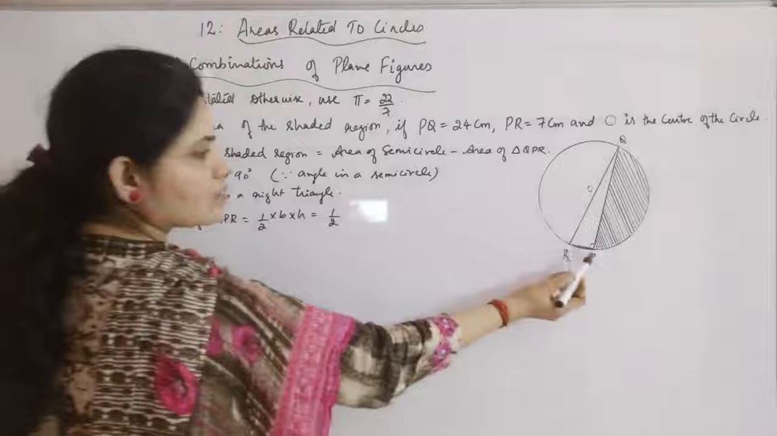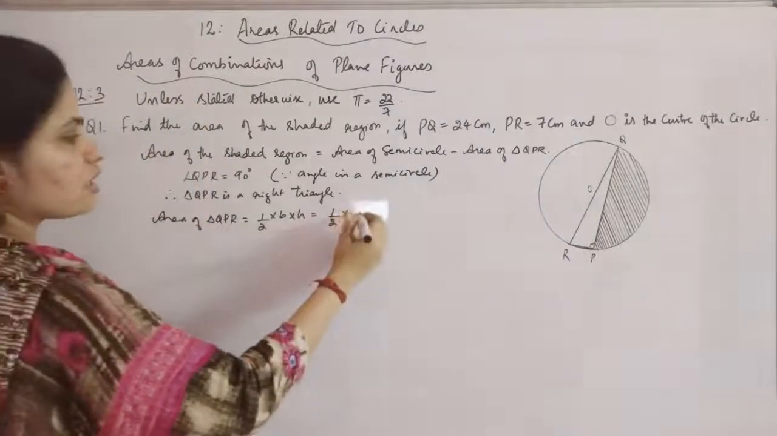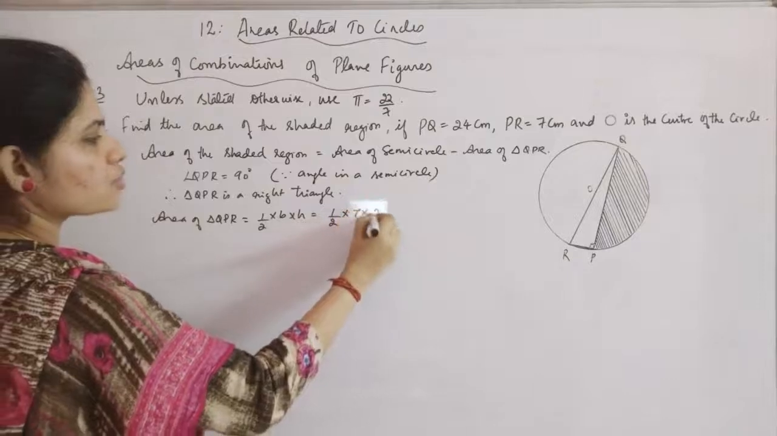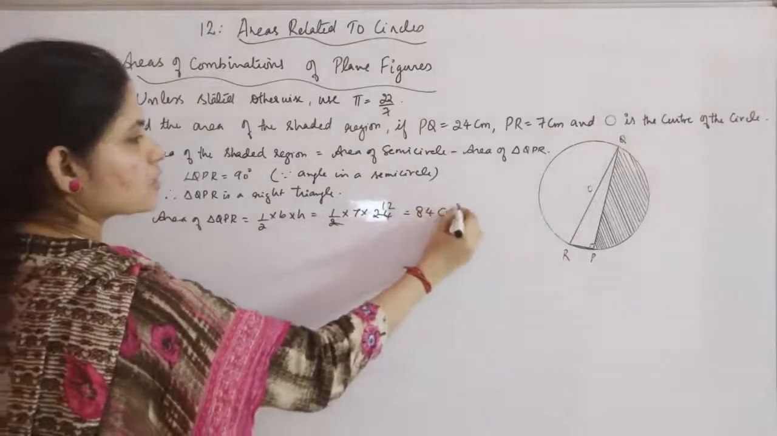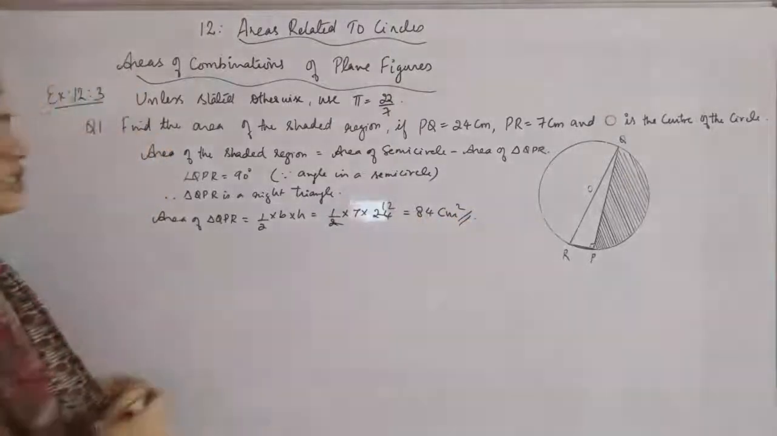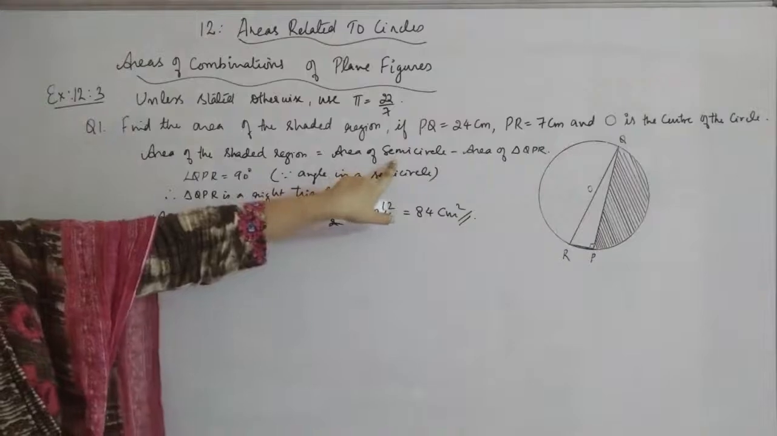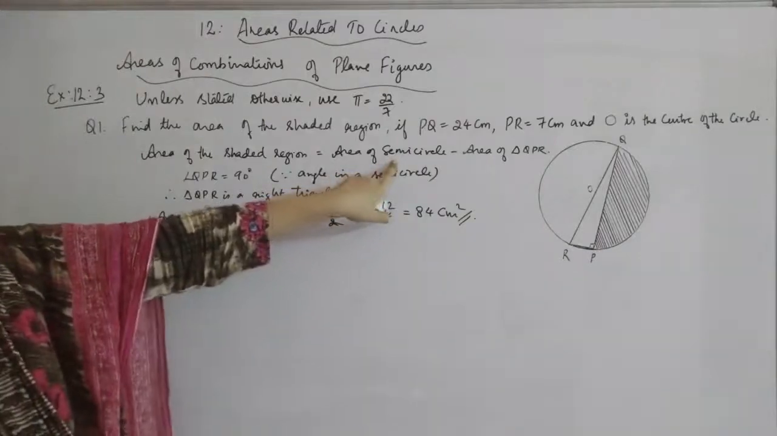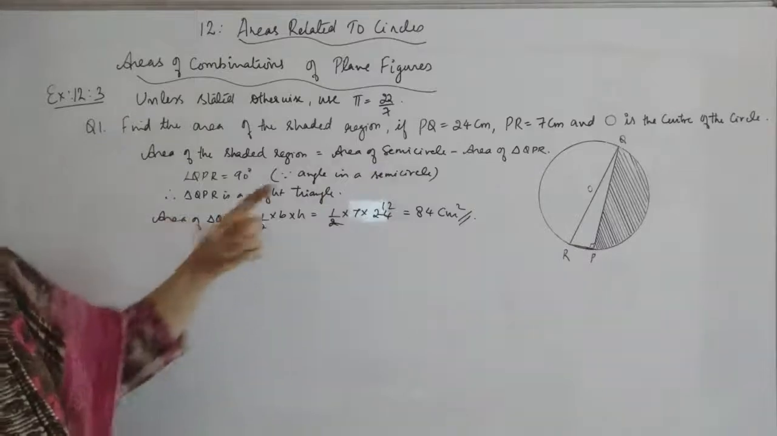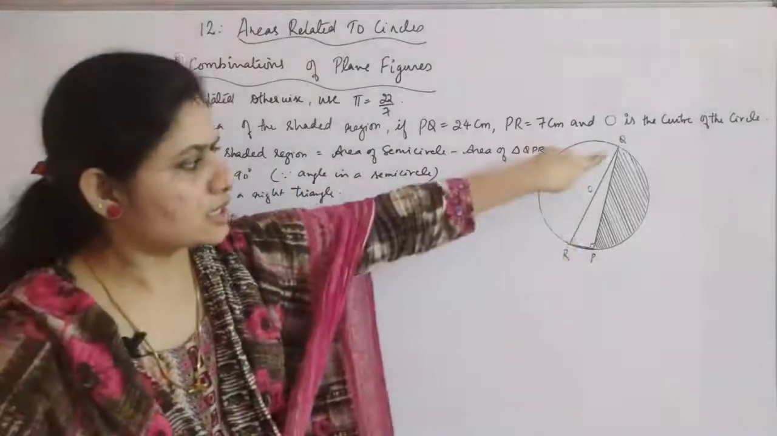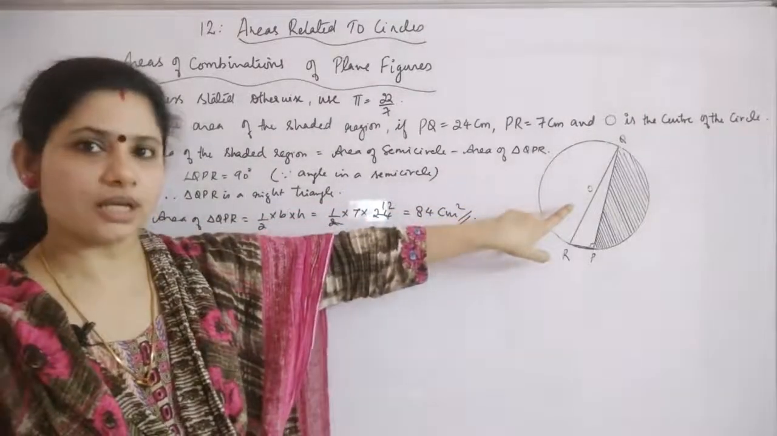So this will be acting as base and altitude. You don't need the hypotenuse here. So half BH will be half into 7 into 24, which is 84 centimeter square. So you got the area of the triangle. Now our purpose is to find the area of the semicircle. And for the semicircle's area, we need the radius of the circle, right? And this is acting as a diameter. QR will be the diameter of the circle, so that you can find the radius also.